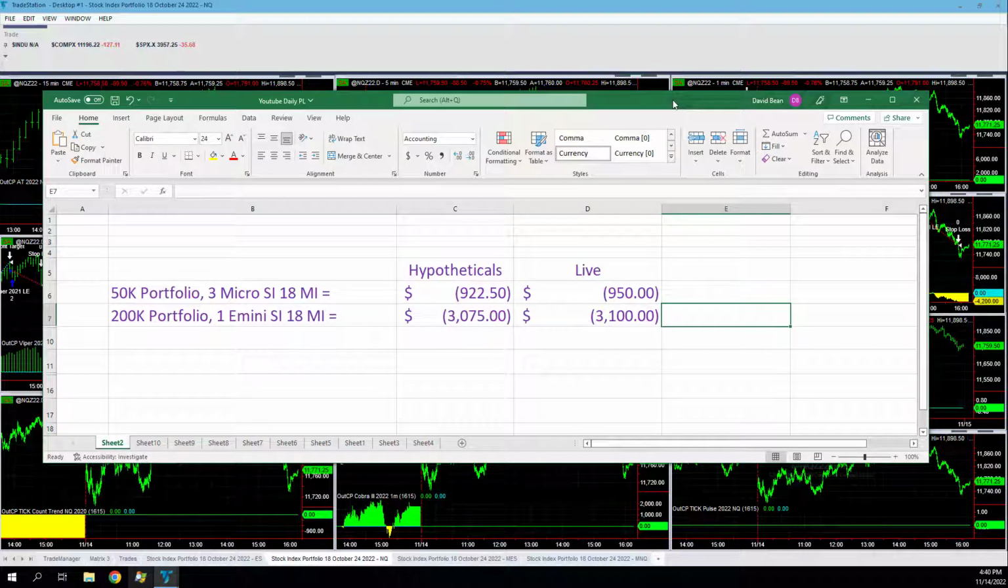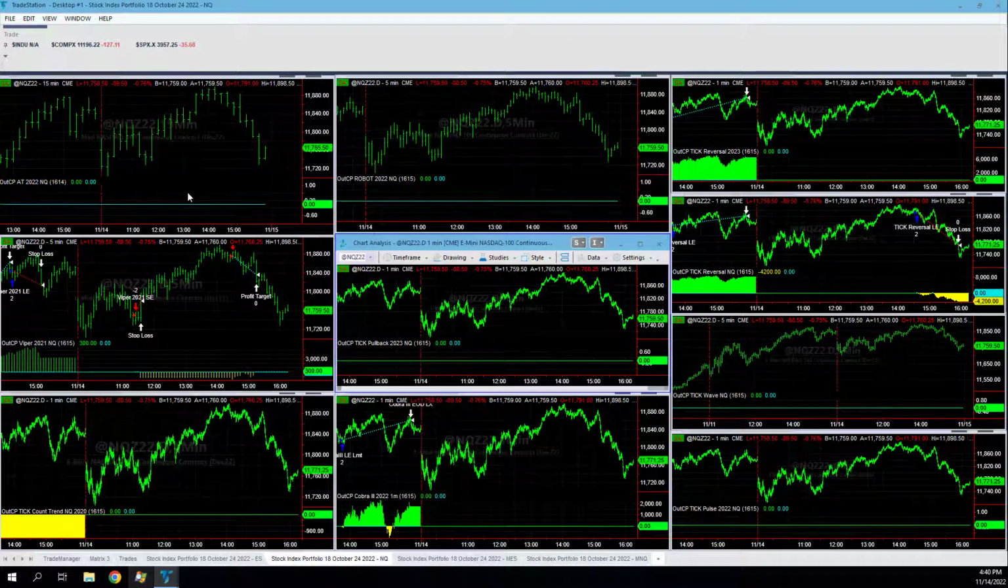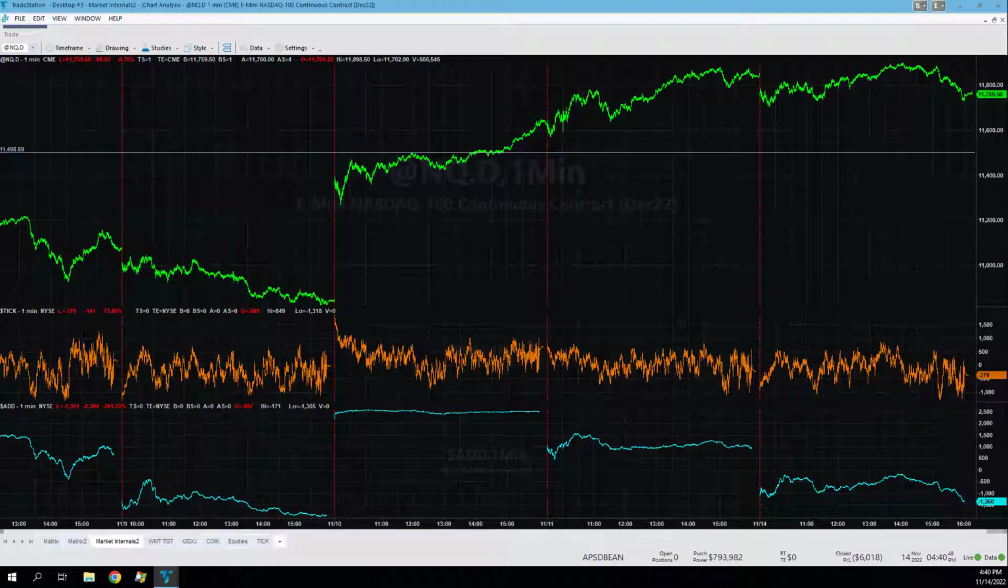And I want to show you the divergences and inversions that I'm talking about in this setup as we go over the systems as well. So I'm going to go over the divergences and inversions here first. First of all, the divergence I see is in the advanced decline line, and here is the Nasdaq futures.